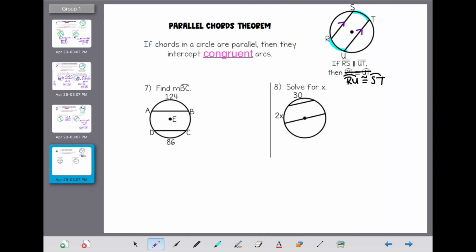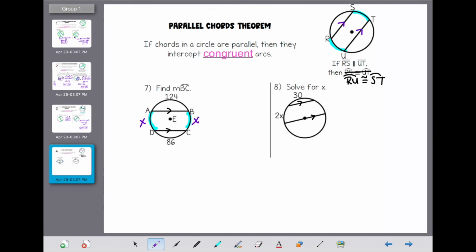Number 7, we want to find the measure of arc BC. BC's over here. Why don't we mark that with an X? I definitely forgot to add the parallel symbols on the circles, so forgive me for that. But AB and DC are parallel, which means that if BC is X, AD is congruent to that, so AD would also be X.